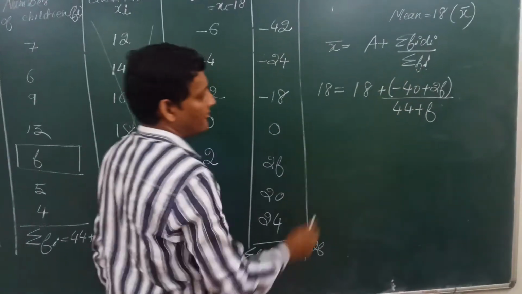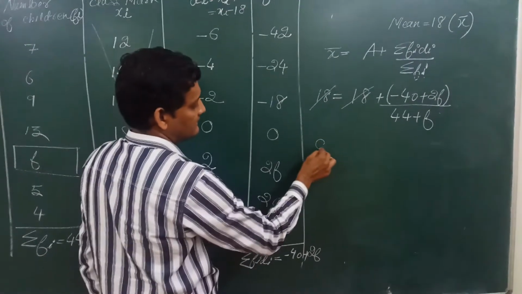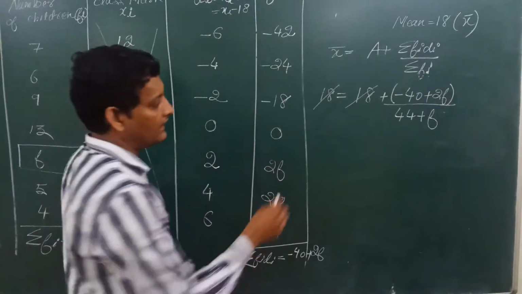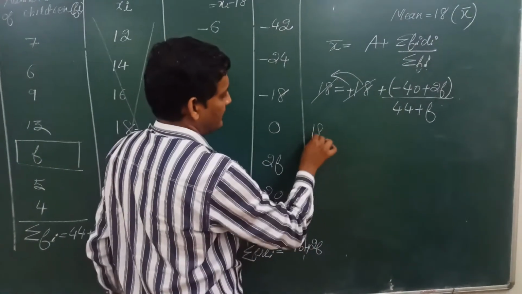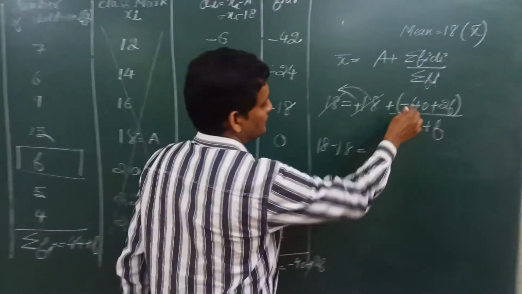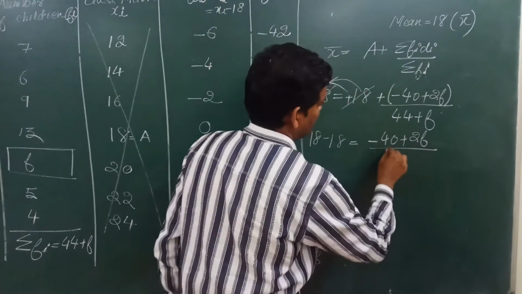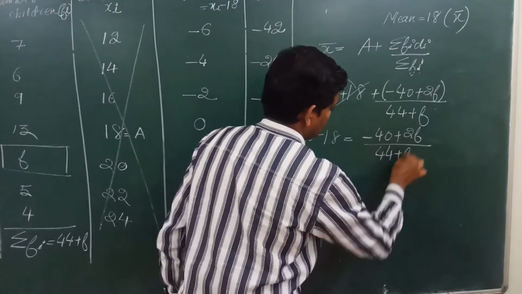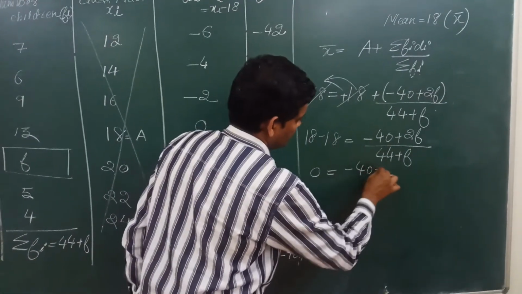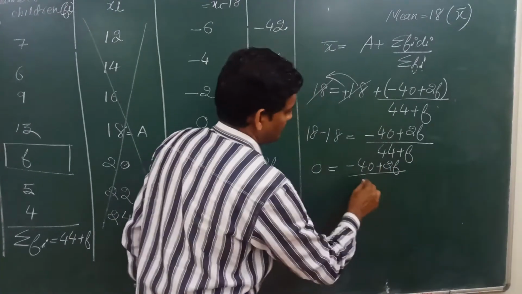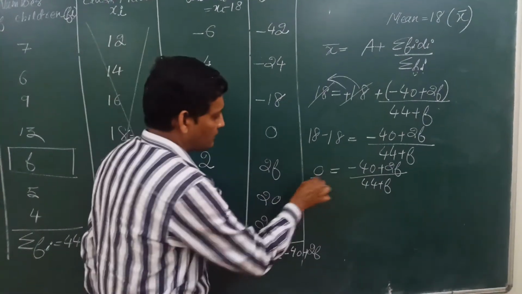plus f. Now, this 18, this 18 get cancelled बच्चों and resulting in 0. अगर आपको cancel करने से tension हो रहा है, ये plus 18 है, इस तरफ आएगा, तो आपको मालूम है कि it becomes minus. So, 18 minus 18 equal to, this is minus 40 plus 2f whole divided by 44 plus f. 18 minus 18 is 0 equal to minus 40 plus 2f whole divided by 44 plus f. Is it clear, bachcho? Now this 0 by 1 we will write.